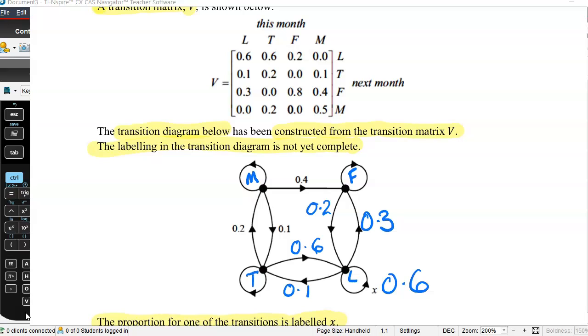You can also see that although you can go M to F, you can't go back from F to M. So F to M is 0 there. So there are a few other little clues in there to help you figure this out. But you really need to look at the numbers you've been given in the matrices and understand that diagram.